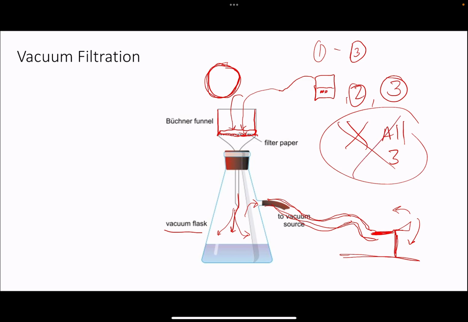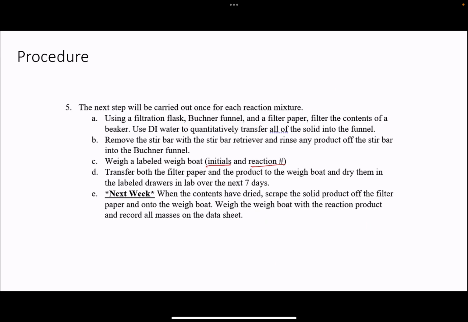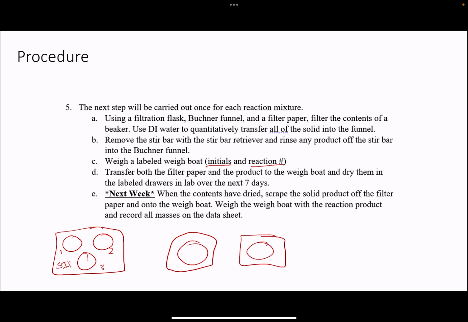You want to do it one by one, so that at the end of the day, I don't know how big the weigh boats are, but we might have one big weigh boat with 3 filter papers on there, and then we can just label it in Sharpie 1, 2, 3, and of course your initials. My initials are SIS. Or we might have smaller weigh boats where only 1 filter paper fits on each weigh boat. Same idea though. The point is, you want to weigh the weigh boat and label it, because there's a whole week of this experiment going on, so you want to make sure that you label clearly, otherwise you won't be able to find your product.